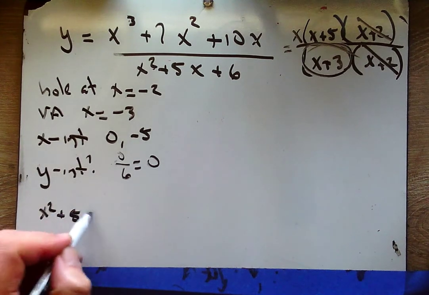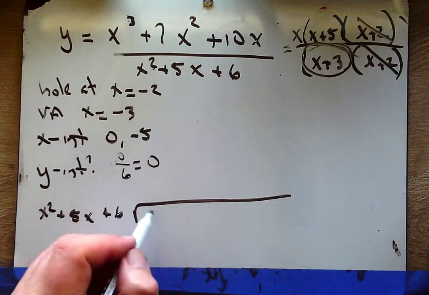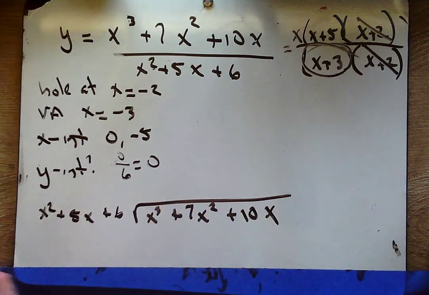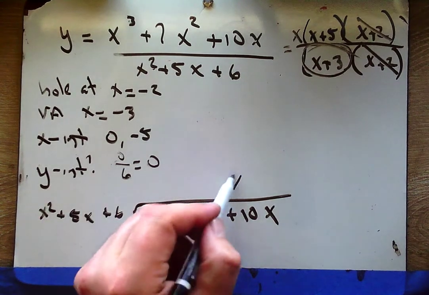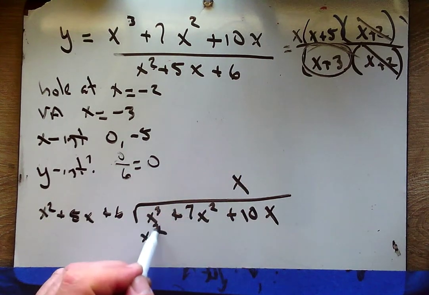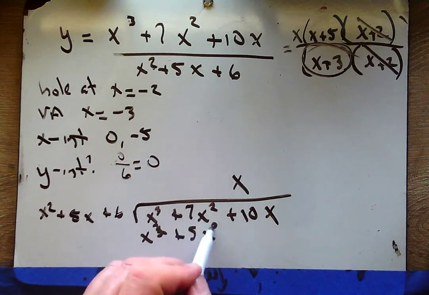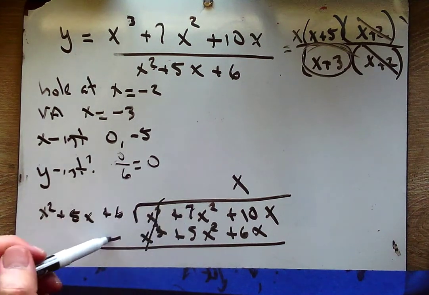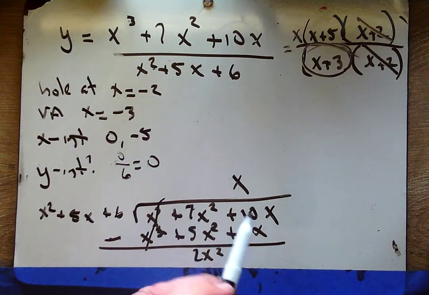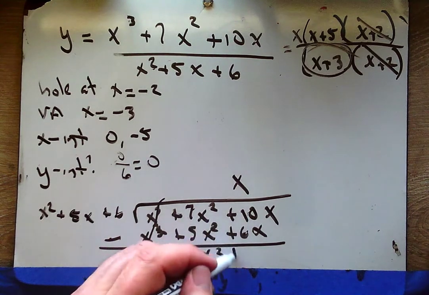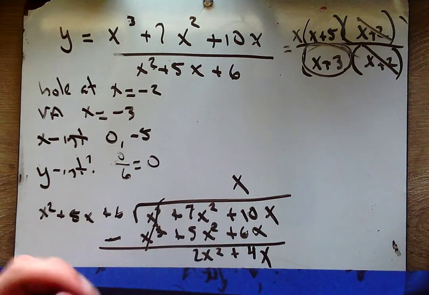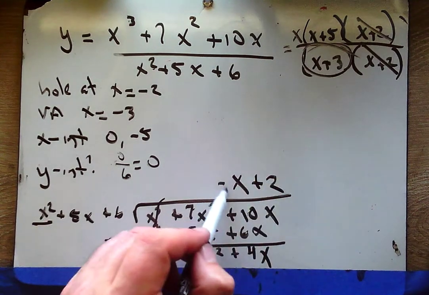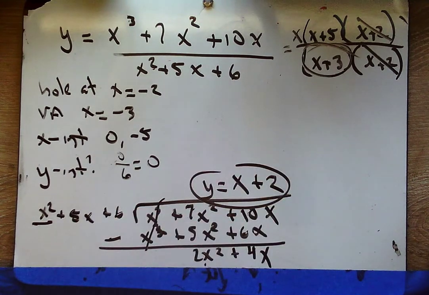X squared plus 5x plus 6 goes into x to the third, 7x squared plus 10x. What do I multiply that by to turn it into that? An x. Plus 5x squared plus 6x, and subtract. These cancel. 7x squared minus 5x squared is 2x squared. 10 minus 6 is 4x. So what do I multiply this by to turn into that? Just a 2. And so there's my slant asymptote.